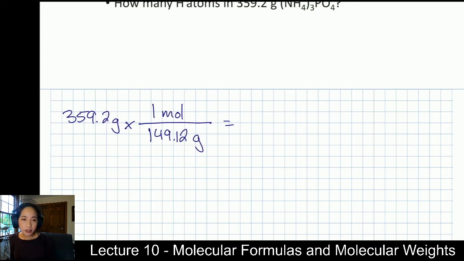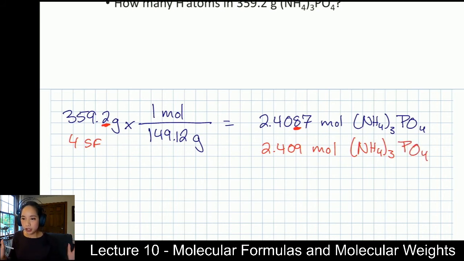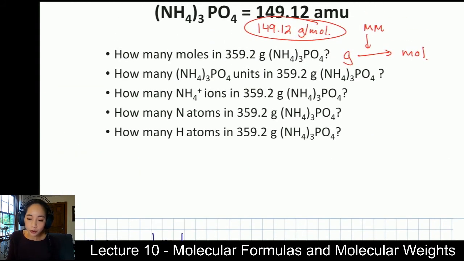You stick that into your calculator and you get that there are 2.4087 moles of NH4 3 phosphate. Let's take a look at sig figs. There are 4 sig figs in our starting number, so we need to round this to 4 sig figs. So our actual answer is 2.409 moles of (NH4)3PO4, ammonium phosphate. That's the first one, where we just had to go from grams to moles, so we use molar mass.